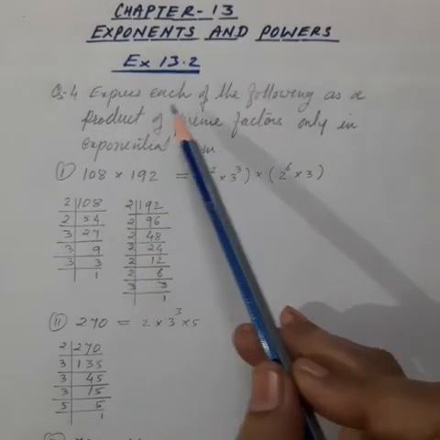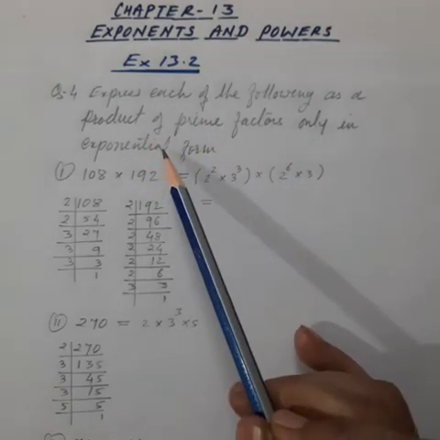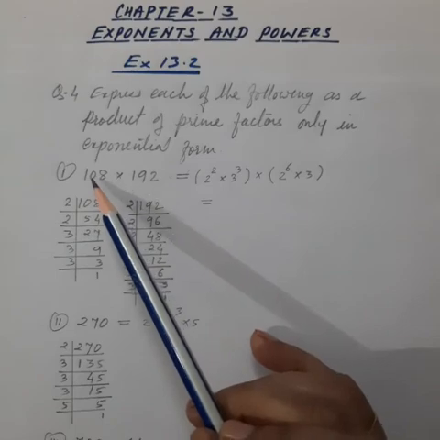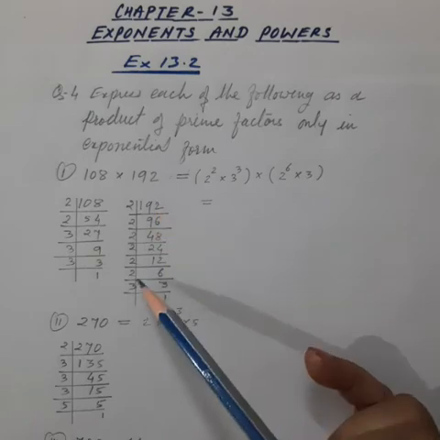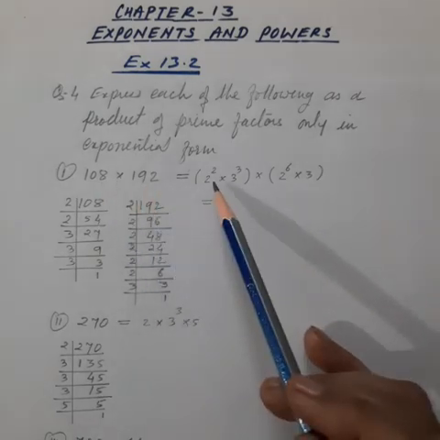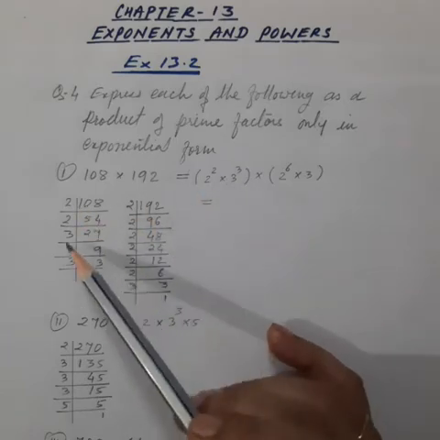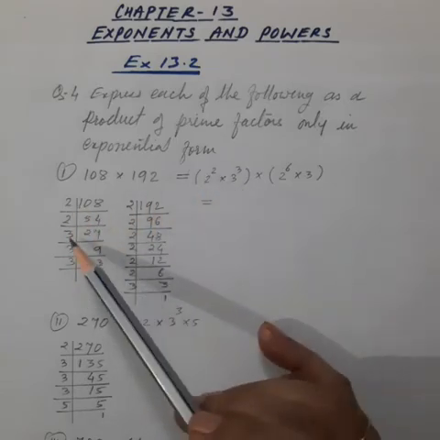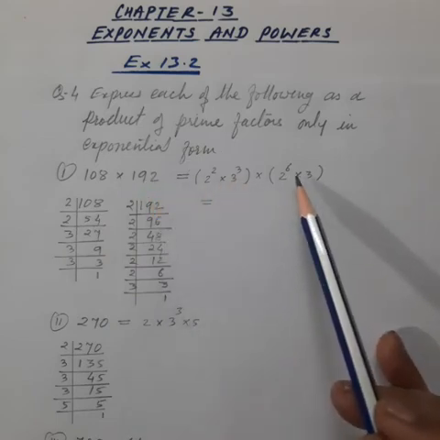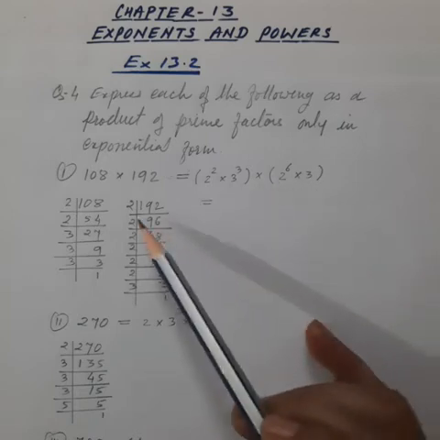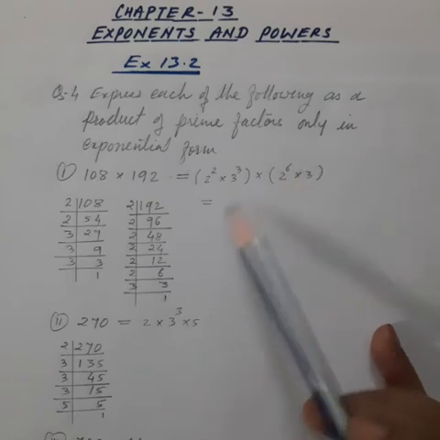Question 4. Express each of the following as a product of prime factors only in exponential form. First we have to find out the prime factorization of both the numbers here. 108 we can write as the product of prime factors in exponential form as 2 square into 3 cube, and 192 we can write as 2 to the power 6 into 3.